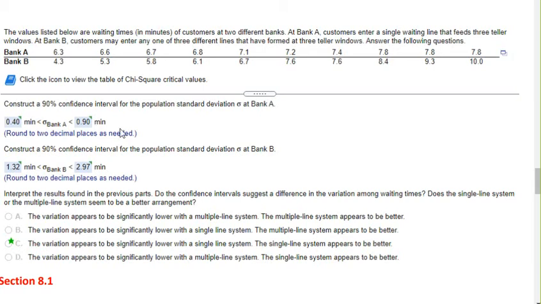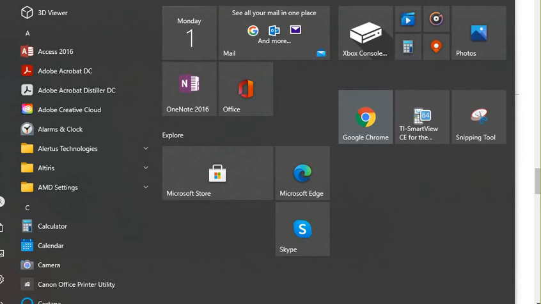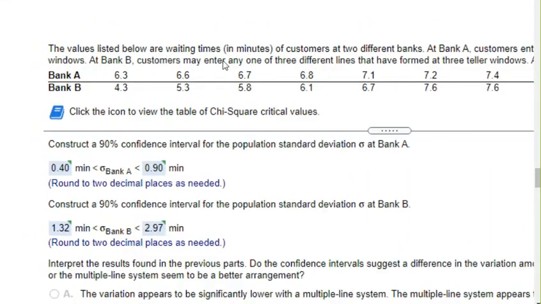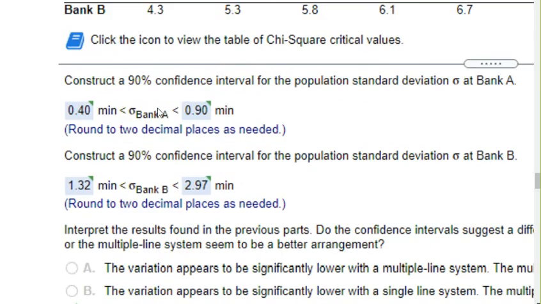Now, we got these 2 confidence intervals for the standard deviation of waiting time for bank A and for bank B. What do you notice about those confidence intervals? Let me zoom in a little bit here. So here it is for bank A, here it is for bank B. What do you notice about those 2 confidence intervals?